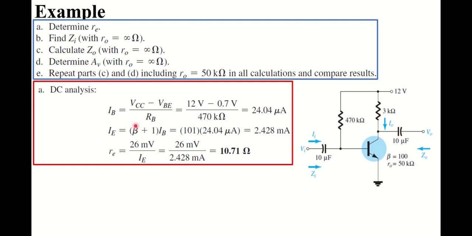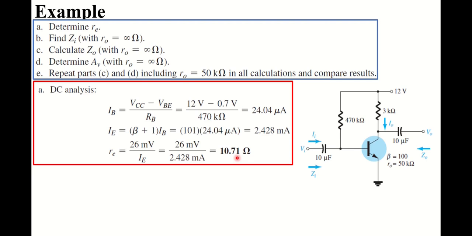So after finding IB is equal to 24.04 microampere, we can simply find the value of emitter current IE by using the standard equation. IE is equal to beta plus 1 times IB, and the value comes out to be 2.428 milliamperes. Finally, by applying the formula of RE is equal to 26 millivolt divided by IE, we get the value of RE, that is AC resistance, equal to 10.71 ohms as shown here.